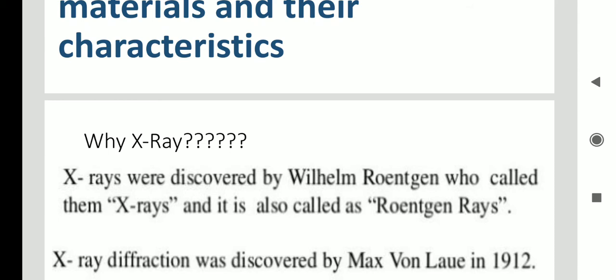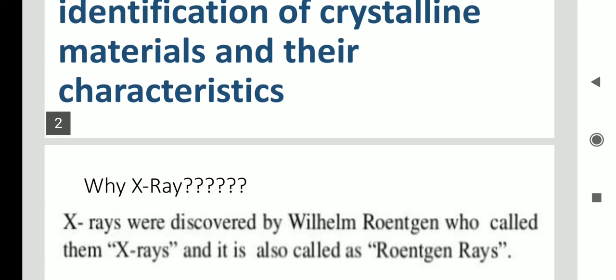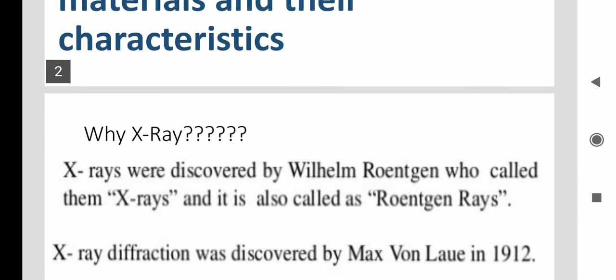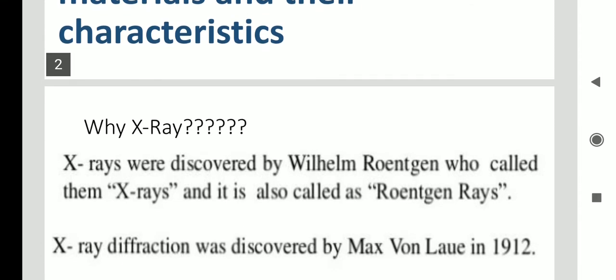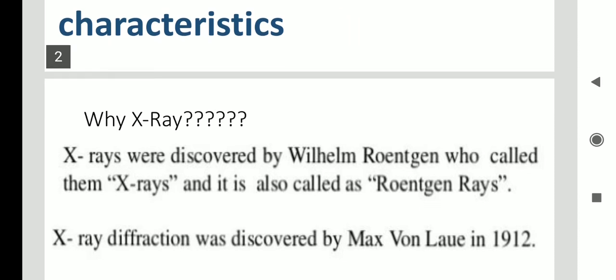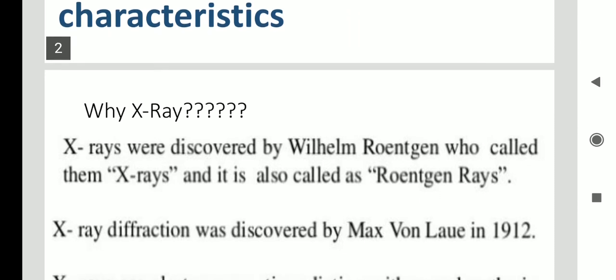Why are X-rays used for this diffraction? X-rays were discovered by Röntgen, who called them X-rays because it was an unknown experiment. He did not invent these X-rays deliberately. While he was doing the experiment, he found some unknown rays, so he called them unknown rays, or X-rays. They are also called Röntgen rays.